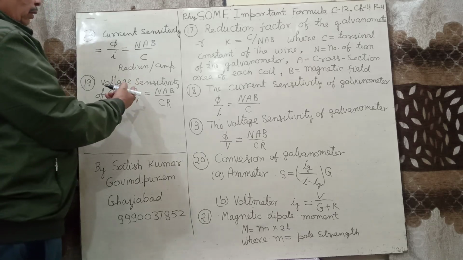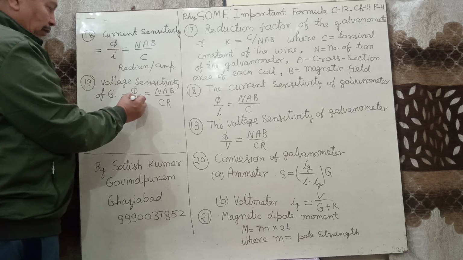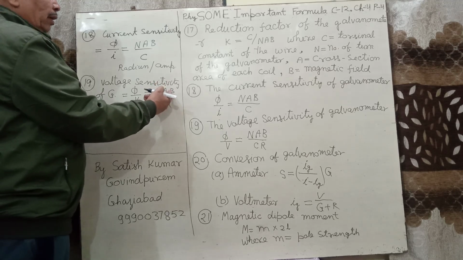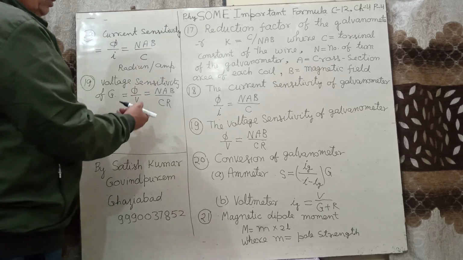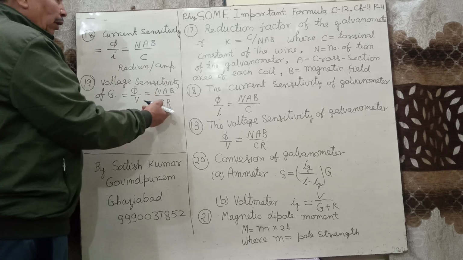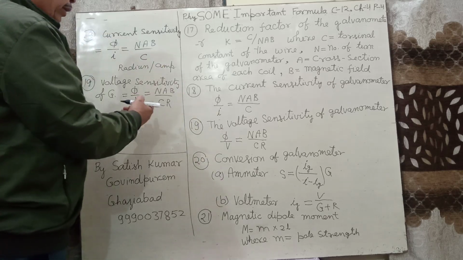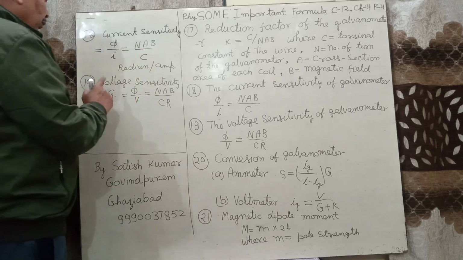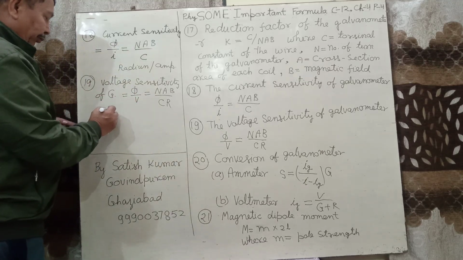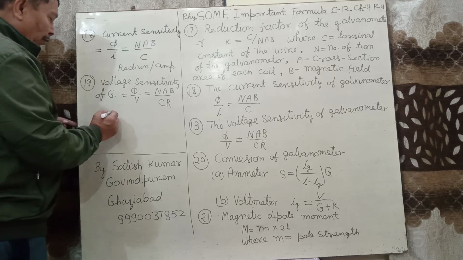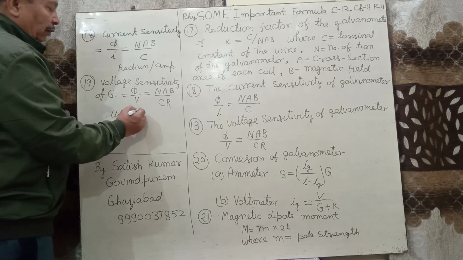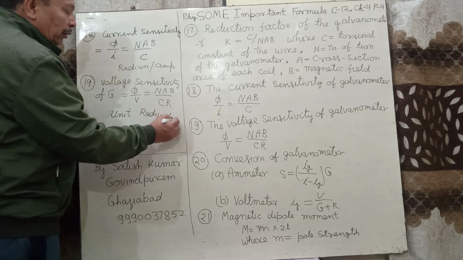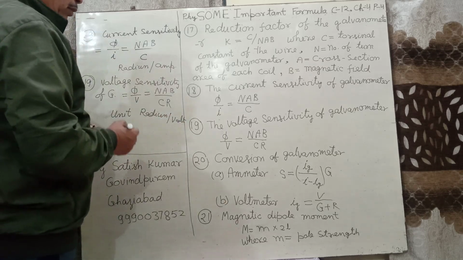Phi is the deflection of the needle, V is the voltage, N is the number of turns of the galvanometer, A is the area of the cross section, B is the magnetic field, C is the torsional constant, and R is the resistance of the wire. Its unit is radian per volt.